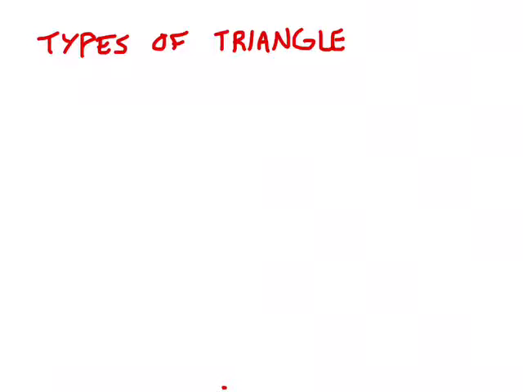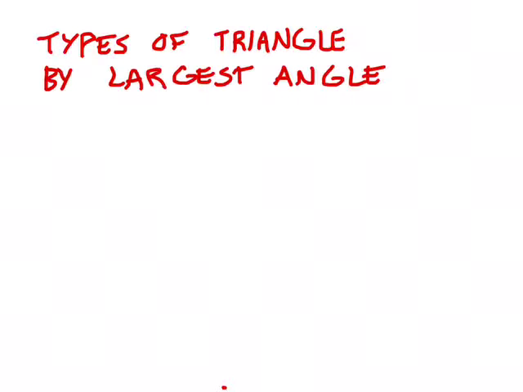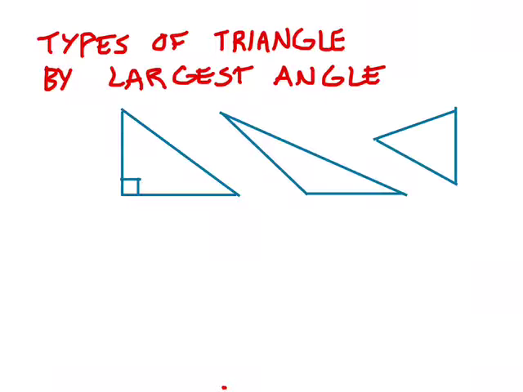Triangles can be classified in two separate ways. The first and probably easiest is by their largest angle. As hopefully you know, all triangles are going to have three angles inside of them. That's literally what triangle means, three angles. And we can classify triangles by what type of angle their largest angle is.